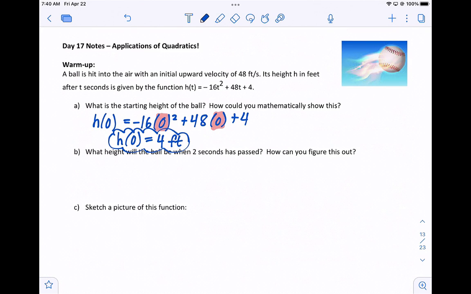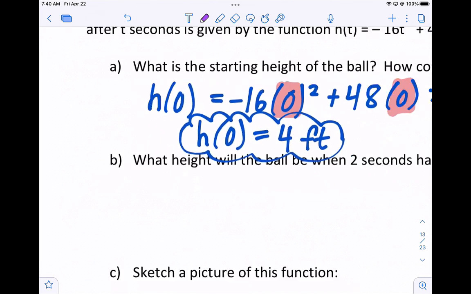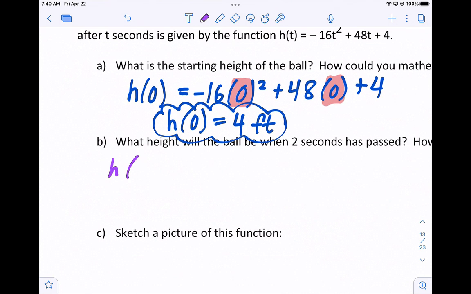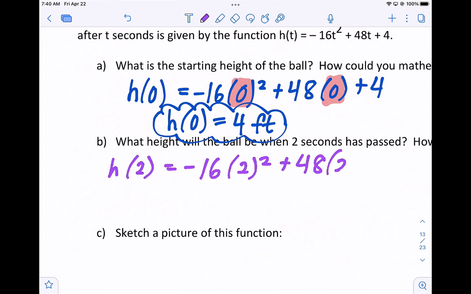What height will the ball be when 2 seconds has passed? How can you figure this out? So again, we can just plug into the function. Instead of a 0 for time, we can plug in a 2. So h of 2 equals negative 16 times 2 squared plus 48 times 2 plus 4.